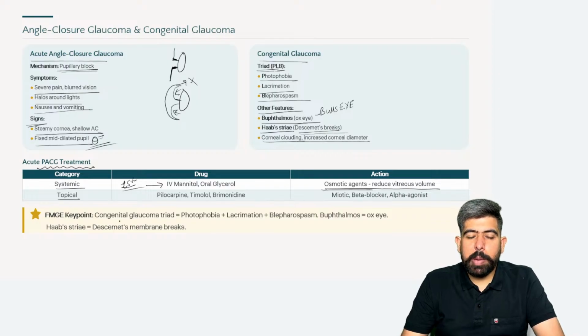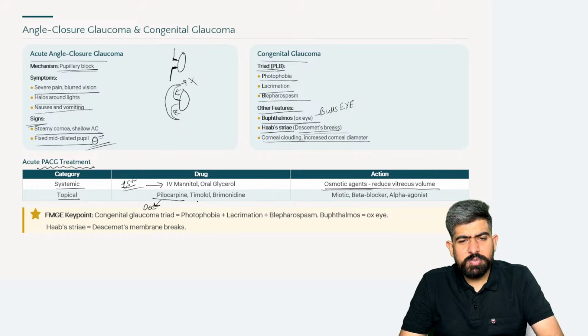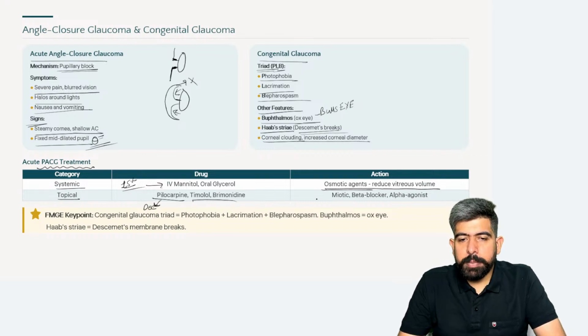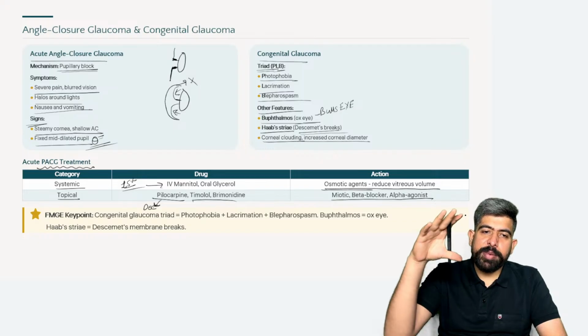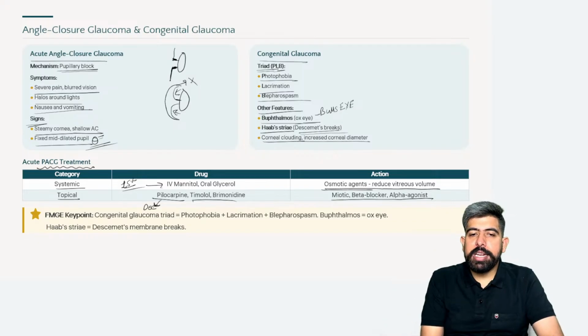Topically, there will be pilocarpine, which should be given second, and this is the drug of choice for angle closure glaucoma. Also, we can give timolol or brimonidine. These are the miotic, beta blocker, and alpha agonist drugs. Pilocarpine will break the pupillary block.